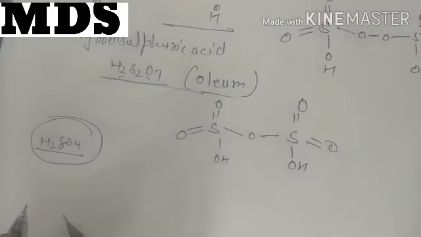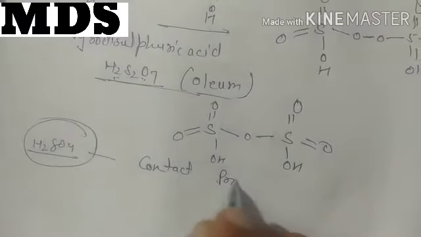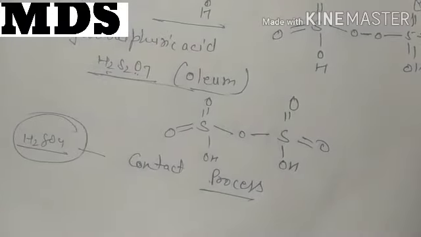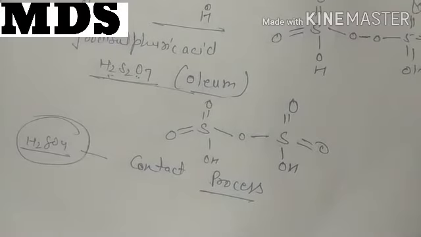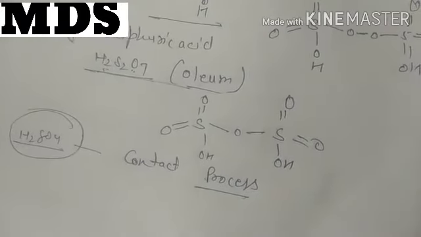Out of these oxoacids, you very well know that H2SO4, sulfuric acid, is the most important acid. So this is prepared by the contact process. The process is known as the contact process. I am telling you today only the main steps. The detailed discussion about the contact process we will do tomorrow in the next lecture.